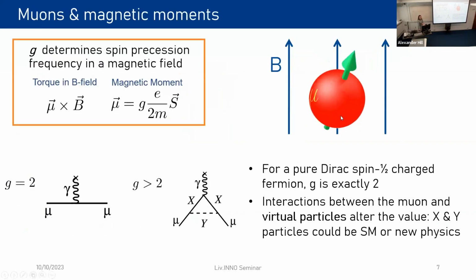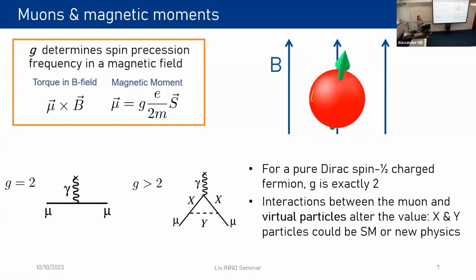So if you have a vertically aligned magnetic field and you have a muon inside, then its spin vector is going to precess about the direction of that magnetic field vector, just like a spinning top trying to spin around on a table. And the rate of this precession is determined by this quantity g, which is a dimensionless number that just parameterizes the relationship between the muon spin and the external magnetic field.